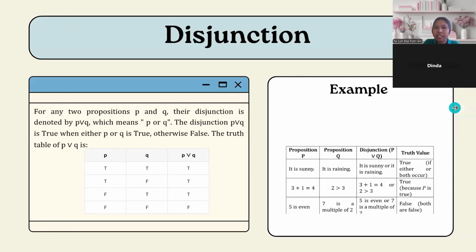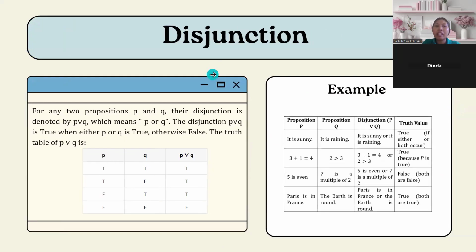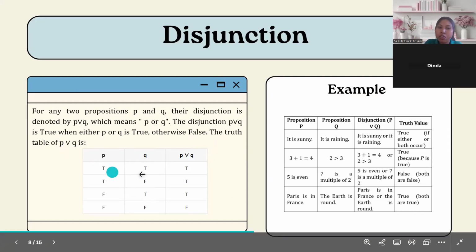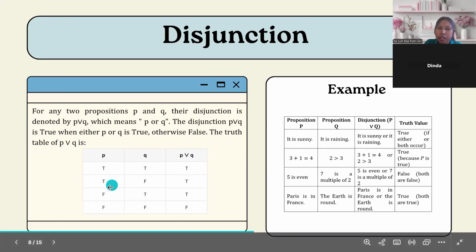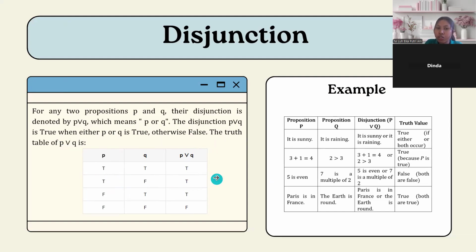Okay, next. Now, the next topic is disjunction. For any two propositions P and Q, their disjunction is denoted by this, which means P or Q. Now, the disjunction P or Q is true when either P or Q is true, otherwise false. Now, the truth table of P or Q is this. When P true, Q true, so P or Q is true. When P true, Q false, so P or Q is also true.